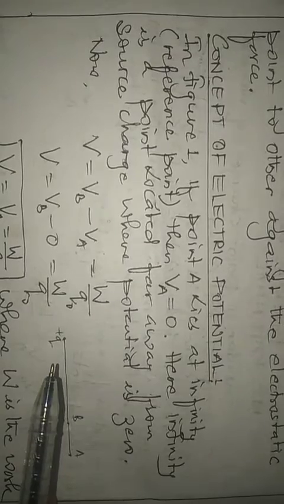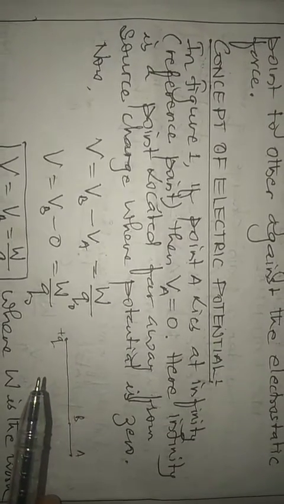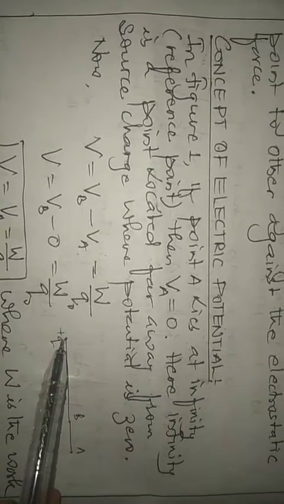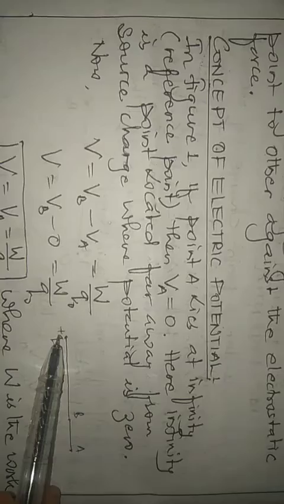Now for that, let me go back to figure 1 that I have discussed. Use this figure for defining electric potential difference between 2 points. Suppose this is the same figure I am going to use here also. There's a positive source charge, and we have taken 2 points, A and B, where the test charge was moved from A to B.